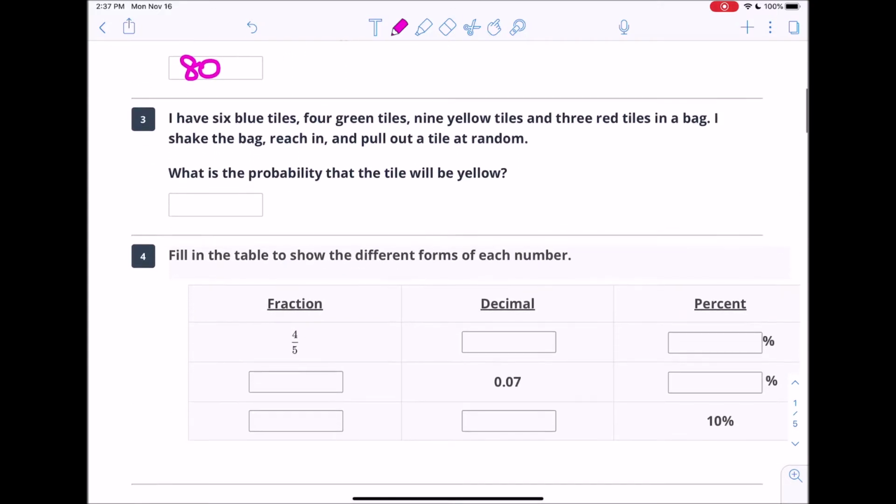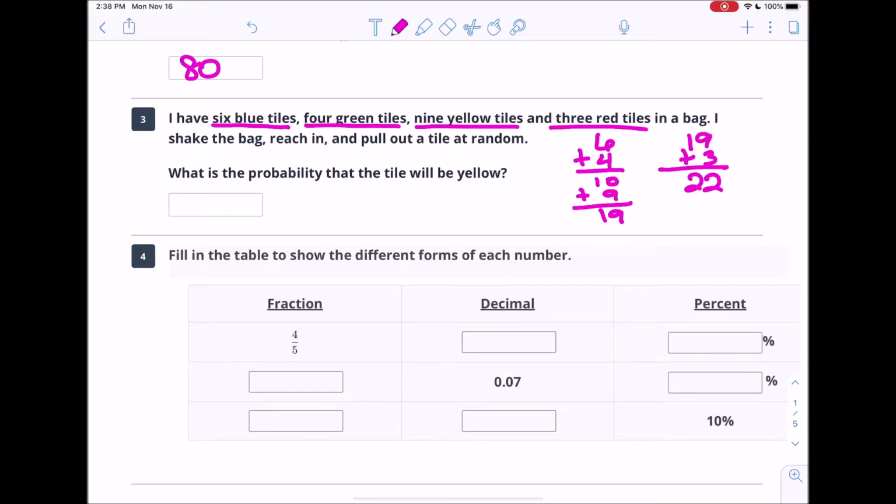All right, number 3, I have 6 blue tiles, 4 green tiles, 9 yellow tiles, and 3 red tiles in a bag. I shake the bag, reach in, and pull out a tile at random. What's the probability that the tile will be yellow? All right, so the first thing we want to do is count up how many total tiles we have. So we have 6 blue, plus 4 green, that's 10, plus 9 yellow, that's 19, and then 19 plus 3 red, which gives us 22, okay?